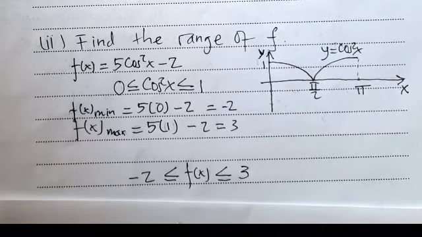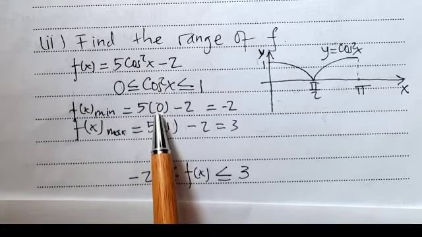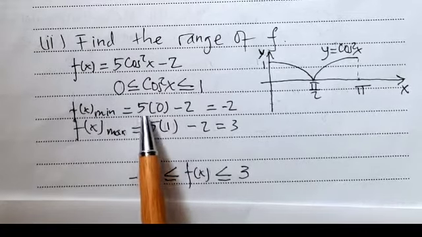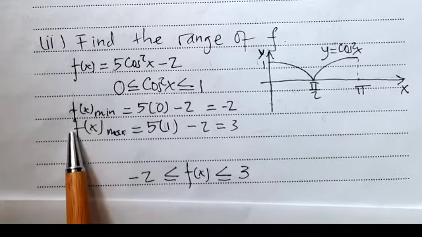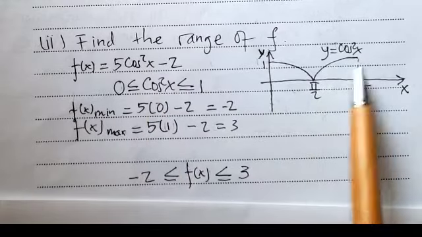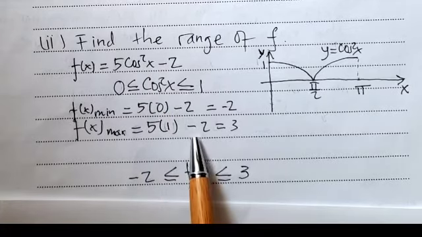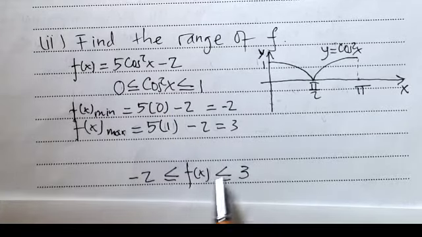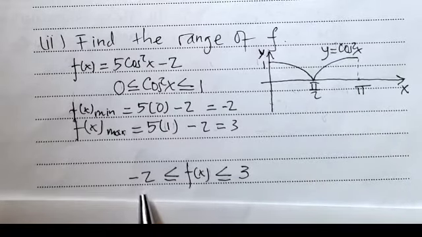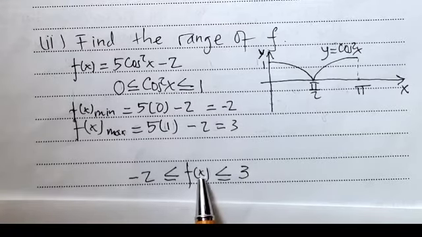The minimum value of f(x) happens when cos squared x is 0. Thus 5 times 0 minus 2 is minus 2. And f(x) is maximum when cos squared x is 1, thus 5 times 1 minus 2, that is 5 minus 2 is 3. Thus the range of f(x) is between minus 2 and 3 inclusive. The smallest value of f(x) is minus 2, and the greatest value is 3.